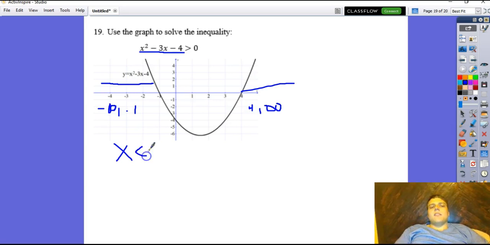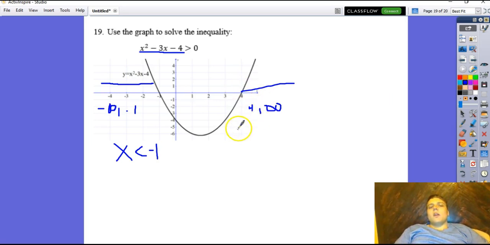x can be less than -1, because think about that. If x is less than -1, is this graph above 0? Is the y value above 0? Yes. So all the x values that are less than -1, if you were to plug them in, they would make this be a true statement. They would give you a value of larger than 0. So if you have inputs that are less than -1, your outputs, which are your y's, are greater than 0.